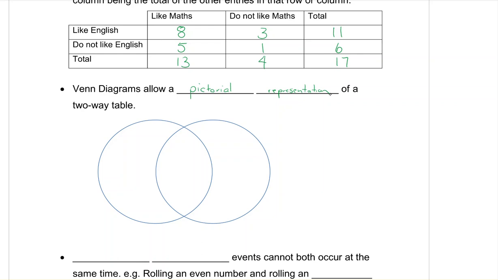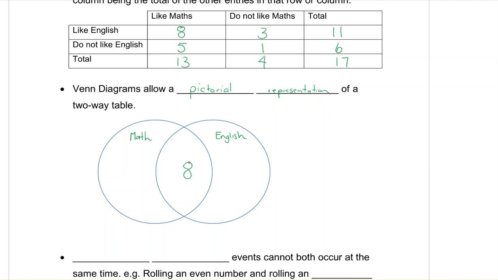Okay, so to put the results in there, I'm going to have one of these circles being the people who like math, and the other one is going to be for the English. And I'm going to take the numbers out of my table to fill this in. Where the two circles overlap means that that is the people who like both subjects. From my table, there was 8 people who liked both math and English. So there is 8 people in here for the both section.